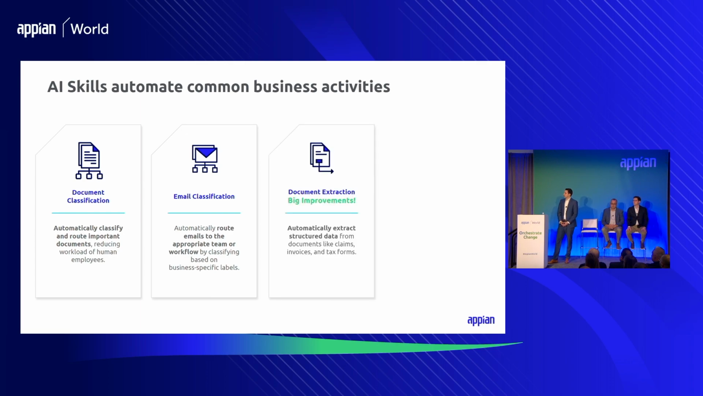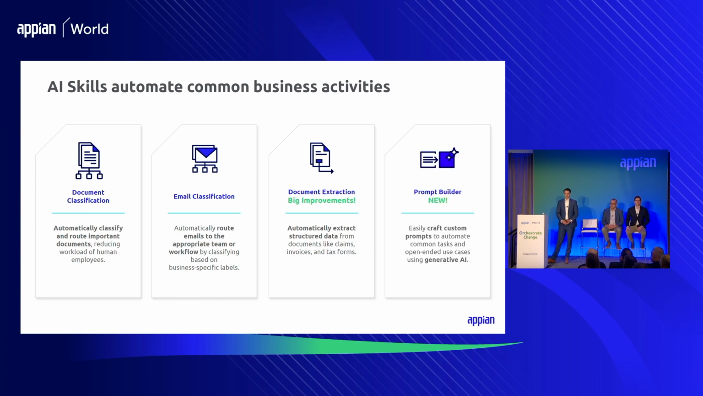Document extraction. If you've been watching this space for a while on the Appian product side, document extraction might not be something new to you, but we've made some really big improvements we're really happy to show off. The first one is custom document extraction, so uploading your own documents, annotating them, and getting a highly effective model for your use case. You'll see that in the demo today. This really helps extract information from forms like claims, invoices, and tax forms.